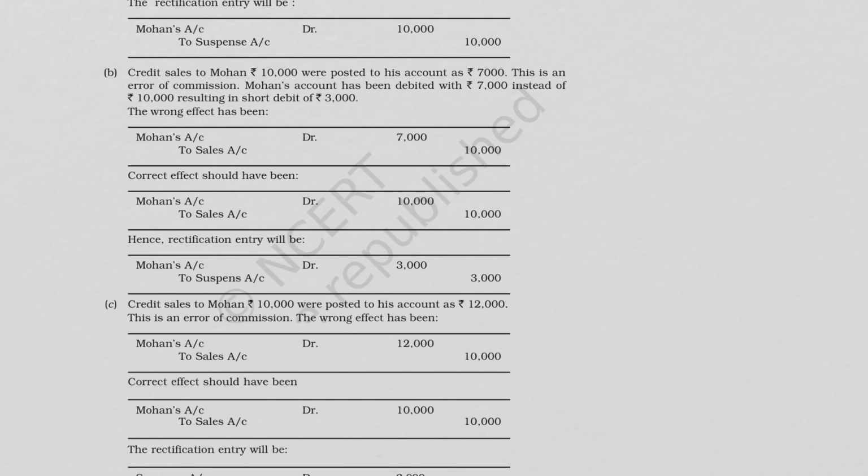Next we have credit sales to Mohan 10,000. It was posted to his account as rupees 7,000. So this is an error of commission. Mohan's account has been debited with 7,000 instead of 10,000. So there has been a short debit of 3,000. This is the actual entry that has been passed: Mohan's account debit to sales 7,000. The correct entry should have been 10,000, so 3,000 should have been more. So rectification will pass 3,000 extra debit: Mohan's account debit, and suspense account credit rupees 3,000.